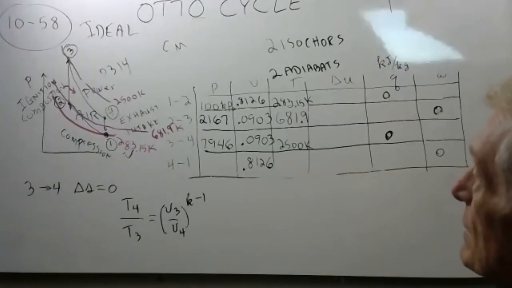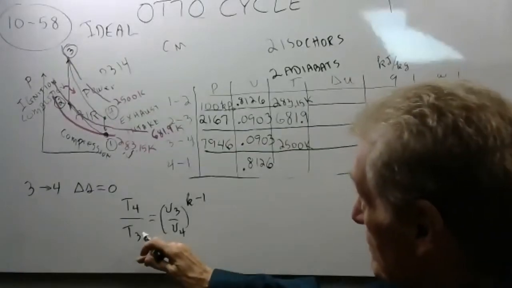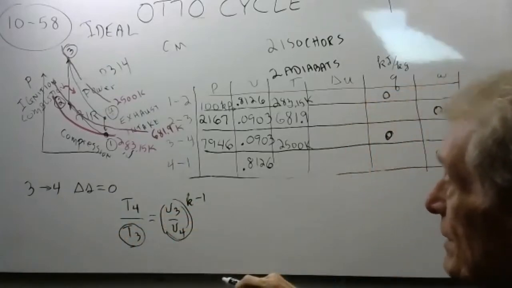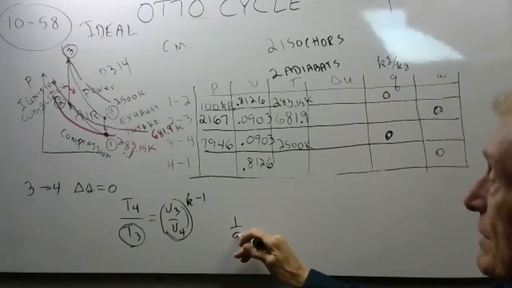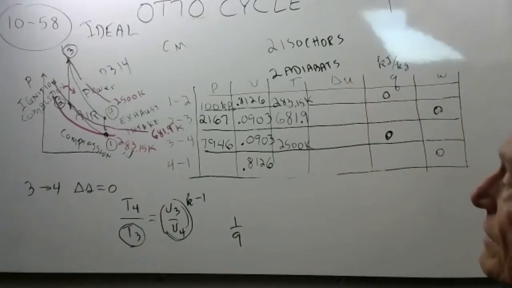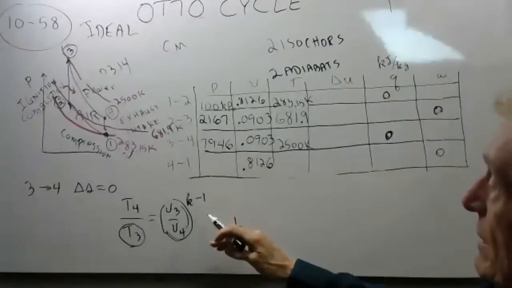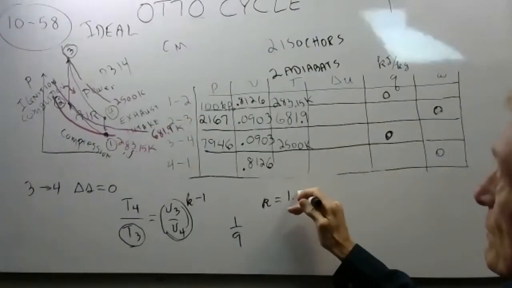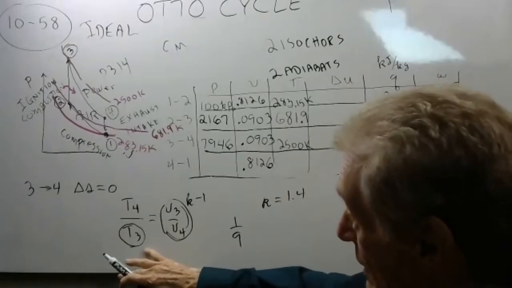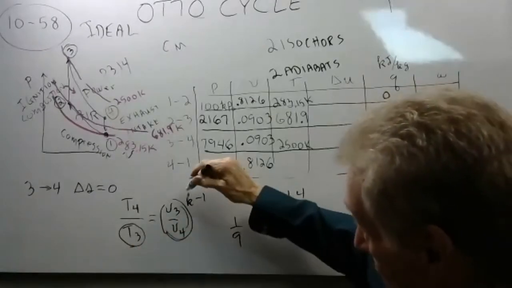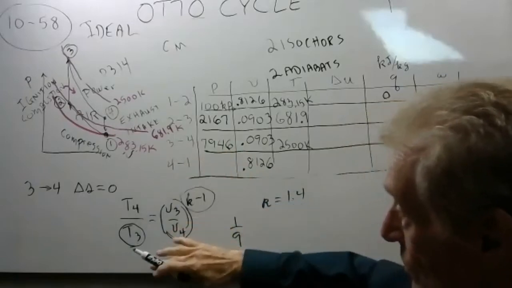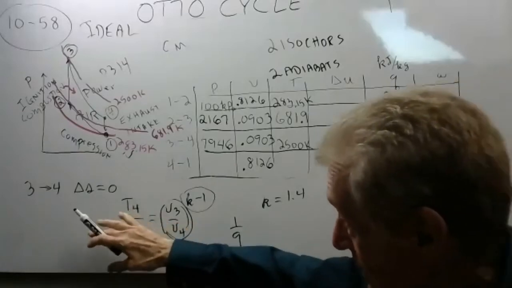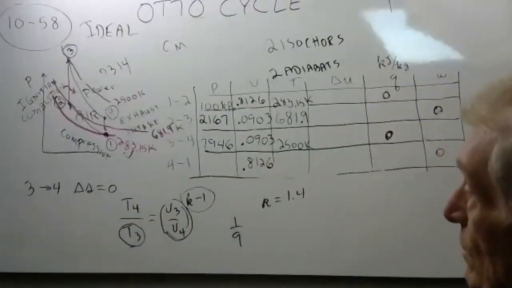Now we know T3. And we know what this ratio is. I think that ratio is 1/9, isn't it? Yeah, it's 1/9. And we know what K is. K is 1.4. Okay, put that in your calculator. We know all that stuff. Here, I'll circle that. If I circle something, that means we know what it is. I want you to solve that and get T4, and we'll put it right here. Go for it.